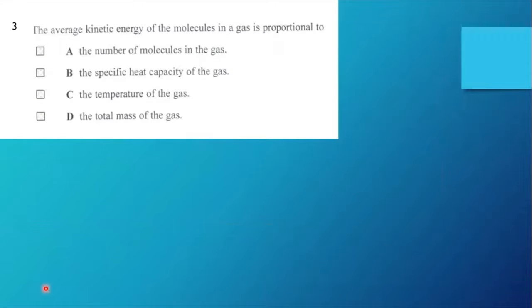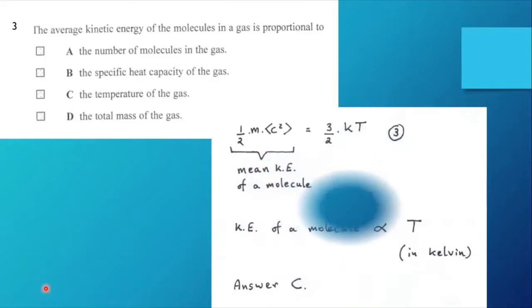Okay, question 3. The average kinetic energy of the molecules in a gas is proportional to, oh, could it be C? Well, the mean kinetic energy of a single molecule, we said that was equal to 3/2 kT, so it's certainly proportional to T. If we've got all the atoms in a gas, we're just multiplying both sides by big N, and in that case, it's also proportional to T. So the answer is C. It's quite a common question, so be prepared to bring to mind that relationship.